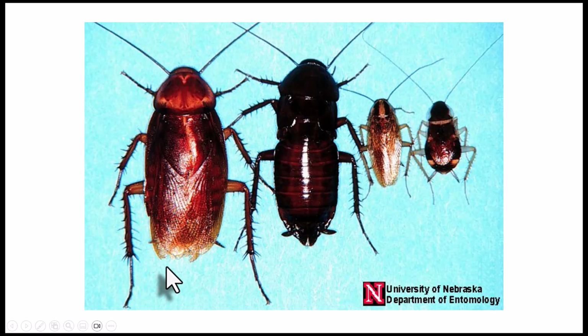So Americans have a reddish color to them. They have different colors and patterns, especially on their pronotum. The smoky brown is solid brown, and the German cockroach is very small and has the 2 black lines going long ways on its pronotum.